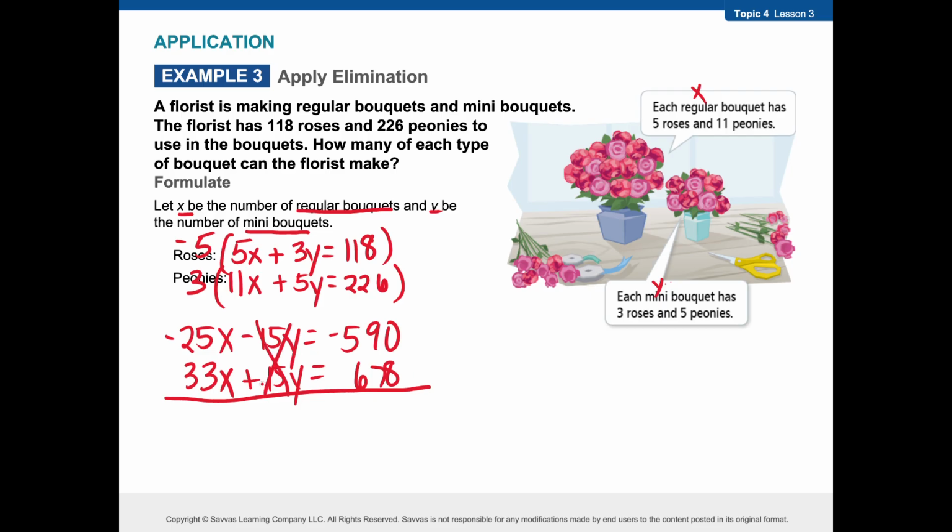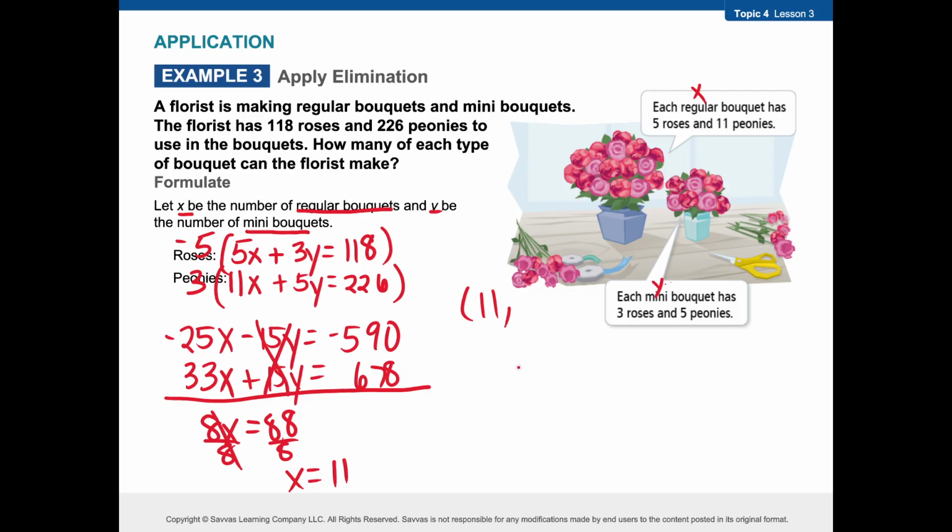Eliminate my y's. 25 minus 33 is 8x. Negative 590 added to 678 is 88. Divided by 8, and you can make 11 regular bouquets.